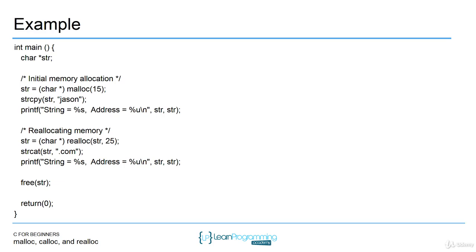And then that returns a void pointer, so we have to cast it again. Now, we're still going to have in memory JSON. So now we can call strcat and concatenate it, and we concatenate the string .com, so now it will be json.com. And then we print it out.